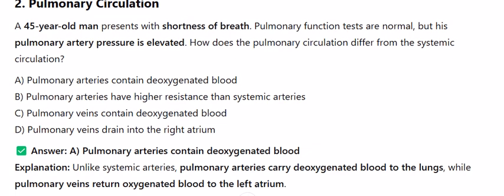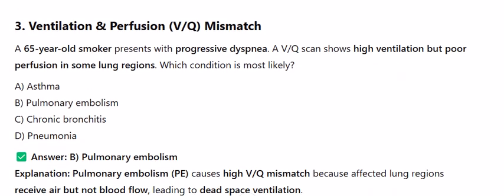3. Ventilation and perfusion (VQ) mismatch. A 65-year-old smoker presents with progressive dyspnea. A VQ scan shows high ventilation but poor perfusion in some lung regions. Which condition is most likely? A. Pulmonary embolism. B. Asthma. C. Chronic bronchitis. D. Pneumonia. Answer: A. Pulmonary embolism.